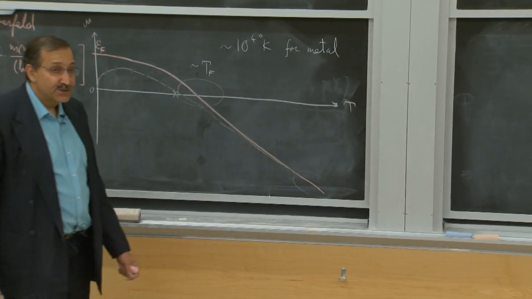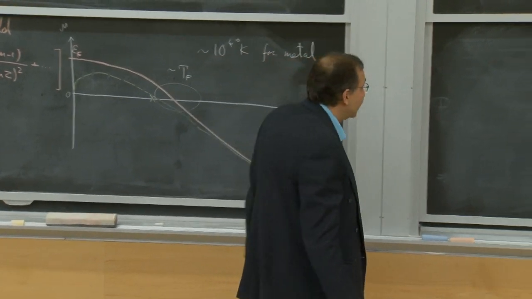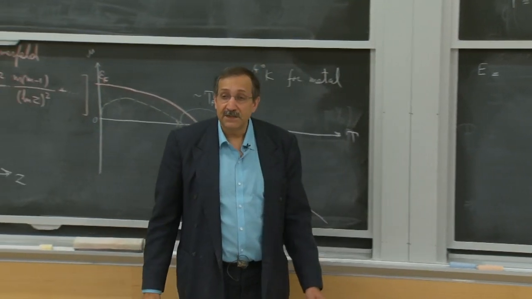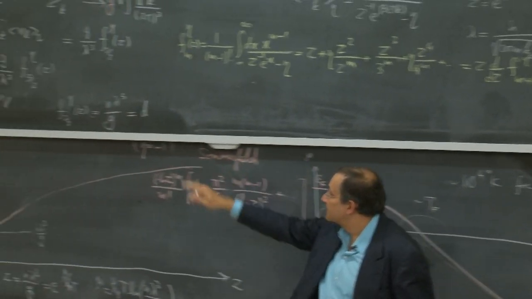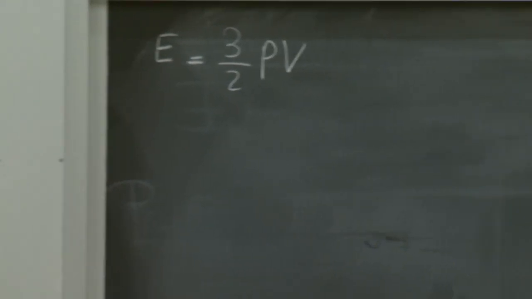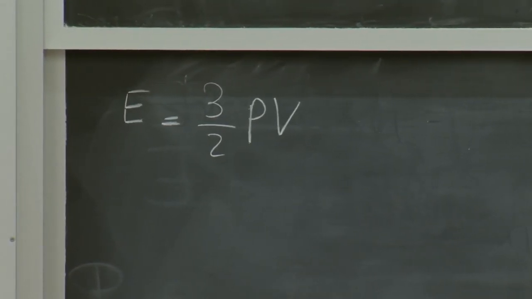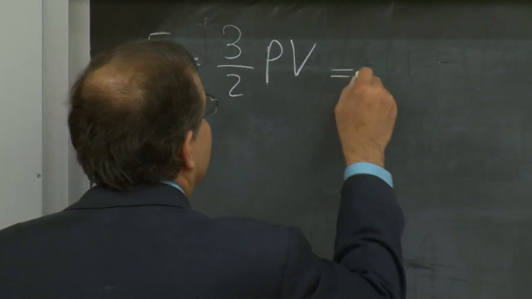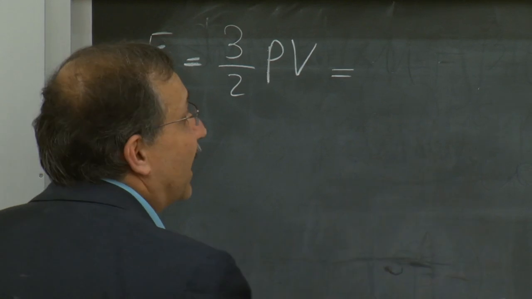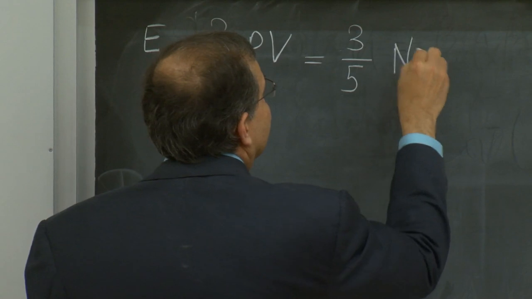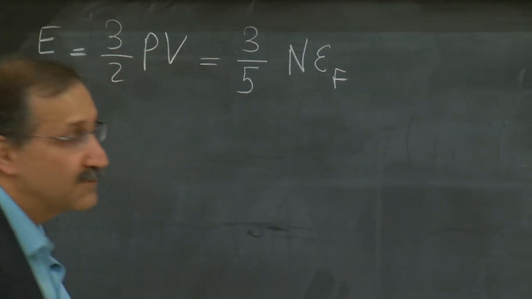So that's the pressure of this ideal Fermi gas. The energy, well, the energy is simply what we said over here, always 3/2 PV. So it is 3/2 the pressure over there multiplied by V. When I multiply the density by V, I will get the number of particles. 3/2 times 2/5 will give me 3/5. So I will get 3/5 n epsilon f at the lowest order.